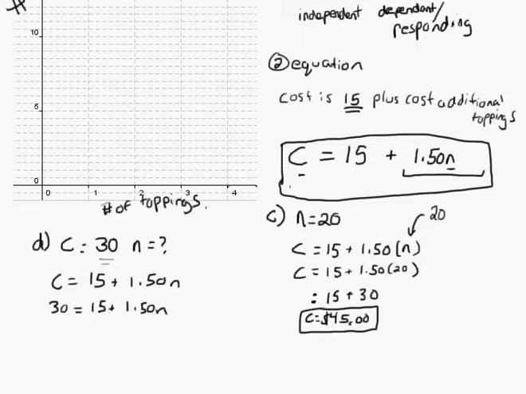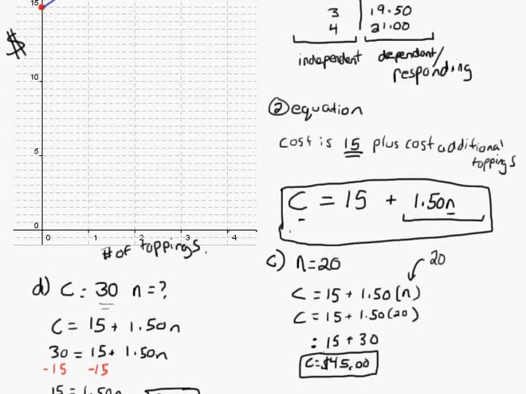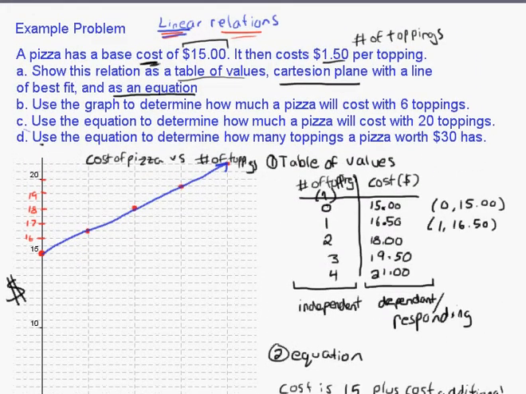And remember how to solve linear equations. You have to get rid of the 15 here, so you subtract 15 from both sides. And so you end up with 15 equals 1.50 n. Then the next step would be to divide by 1.50. And when you do that, you're going to get a value of n is equal to 10. So this would be a 10 topping pizza. Alright, so that's basically how you answer a question with linear relations.